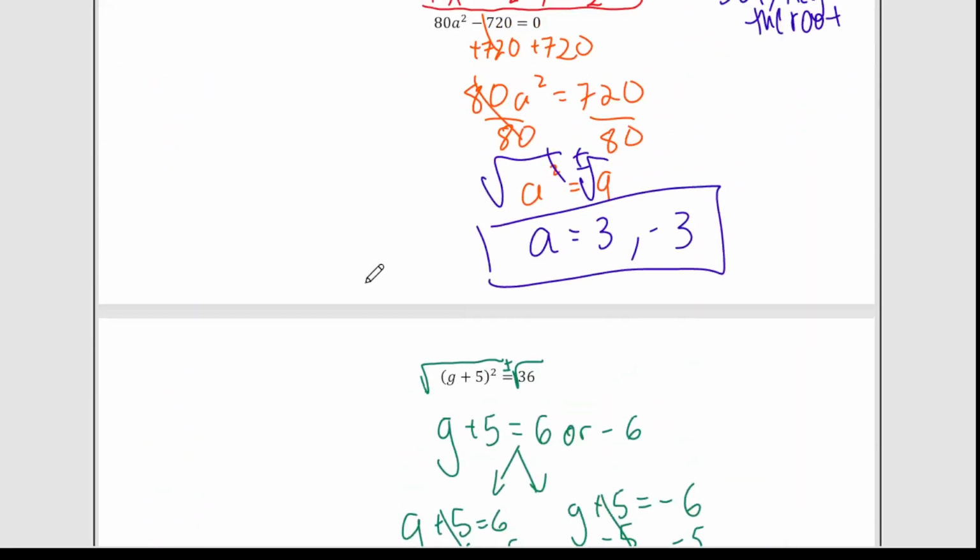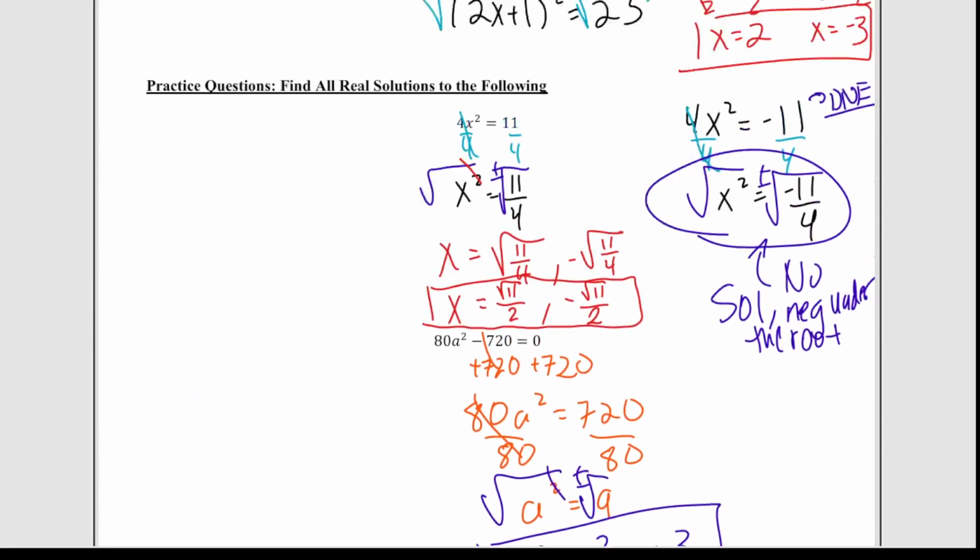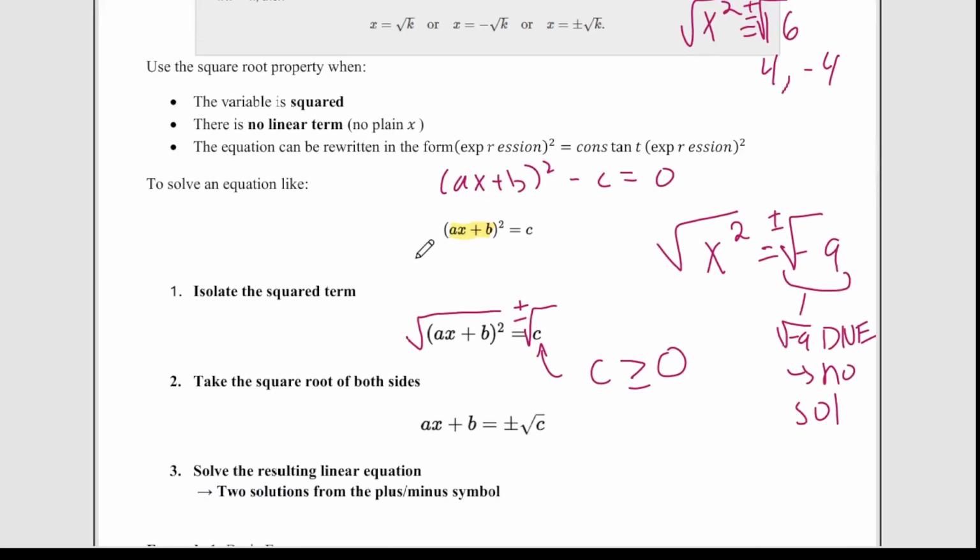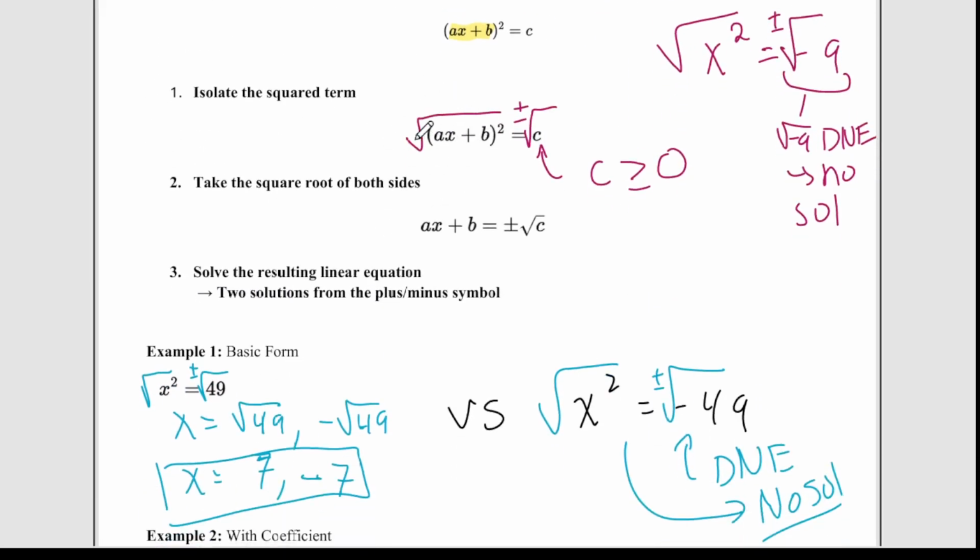So in order to solve these problems, your goal is to get the thing squared by itself, and then to undo squaring it by square rooting both sides, and then noting that it will be plus or minus the square root of the answer for your solution.